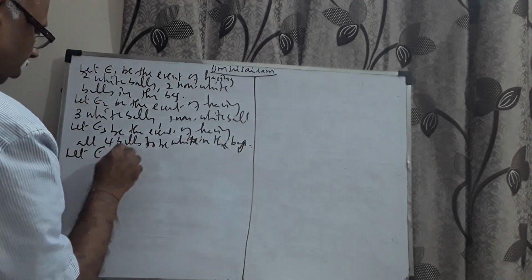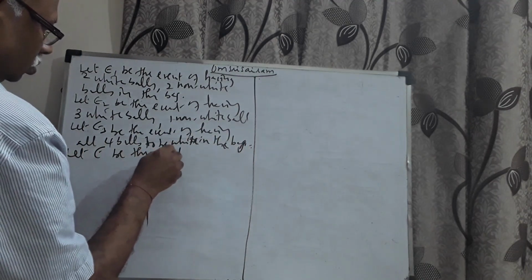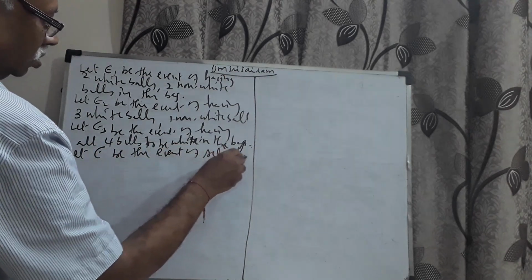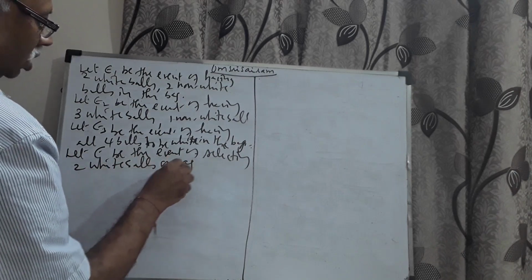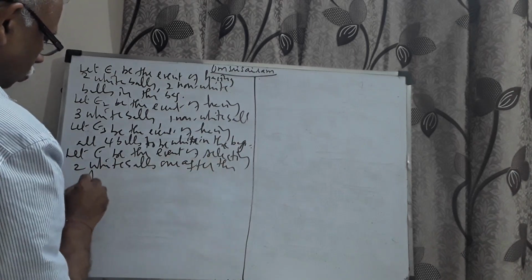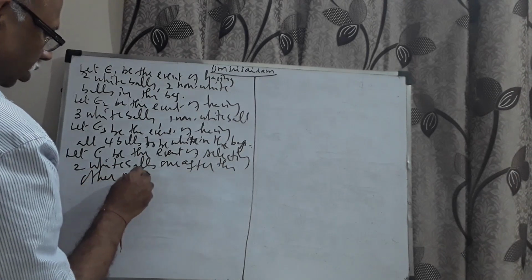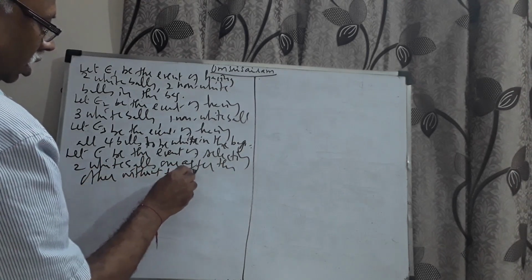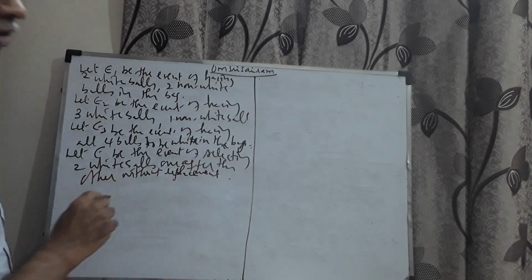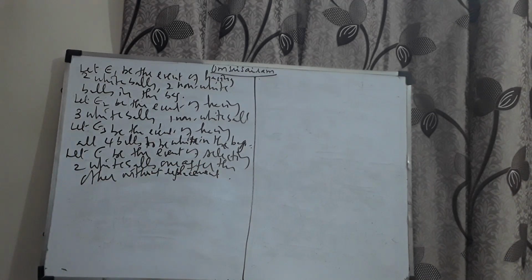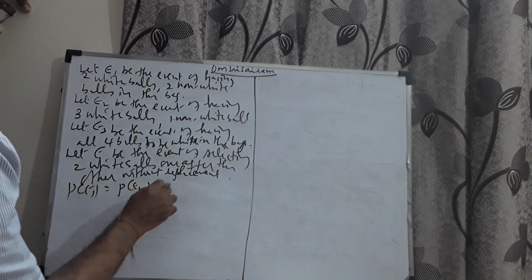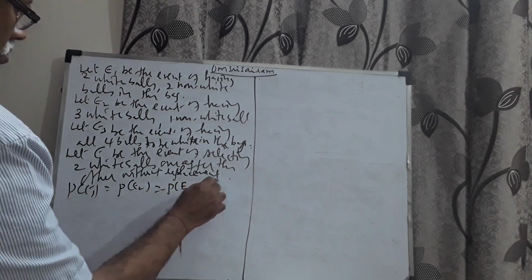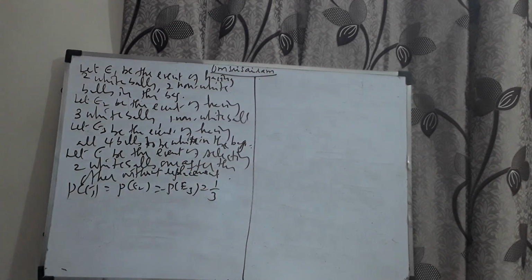Let E be the event of selecting 2 white balls one after the other without replacement. Without replacement means I'll take 1 ball, I'll put it aside, I'll take another ball. That's the meaning of without replacement. Now P of E1 is equal to P of E2 is equal to P of E3. Each is one of those 3 possibilities. I'll get it to be 1 by 3.